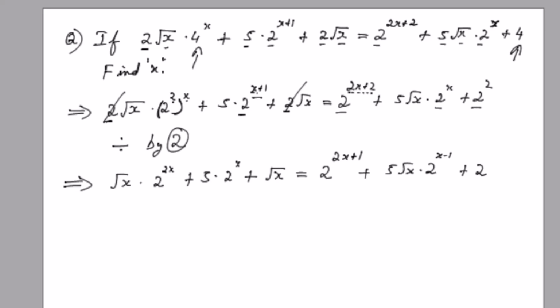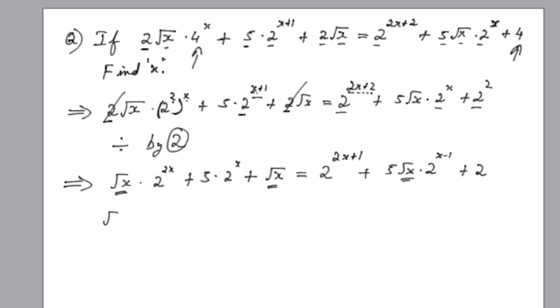Now if we see here, we have square root of x in quite a few places. So let's try to bring the square root of x terms to one place and everything else to the other side. So the left hand side will have the root of x terms and the right hand side will have all the other terms which do not have square root of x as one of the elements.